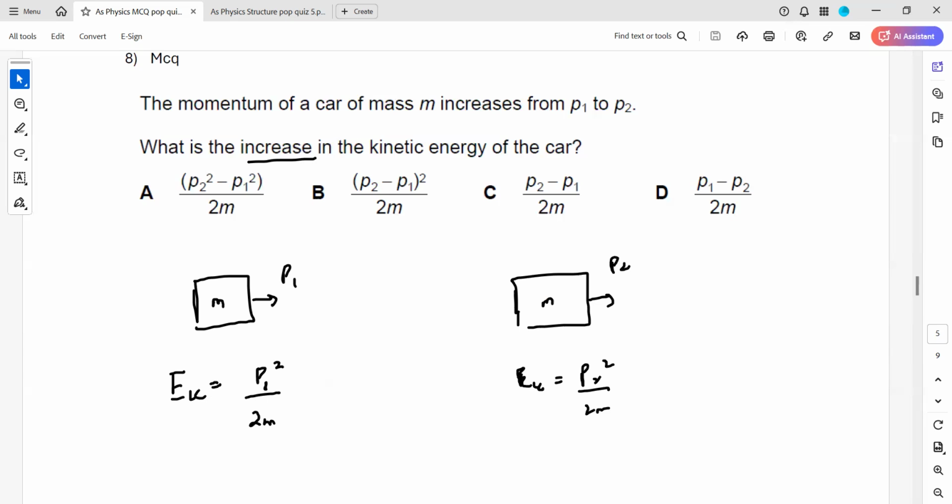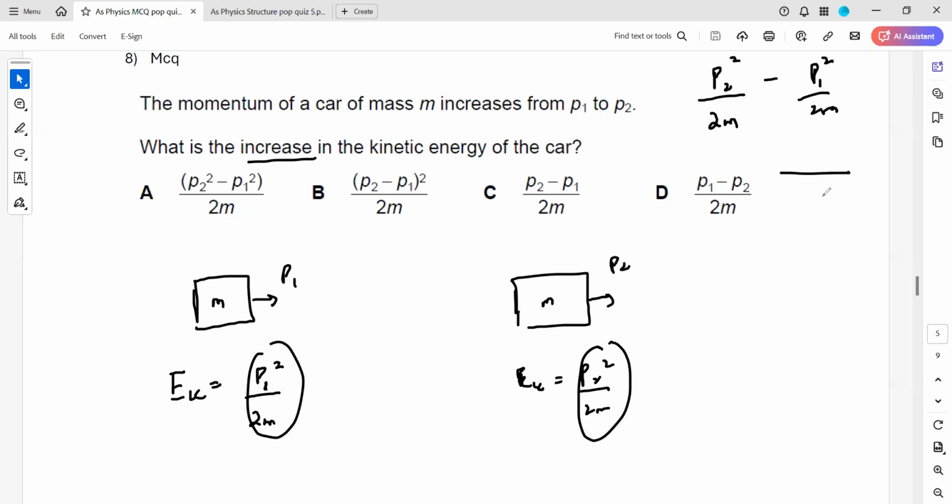If I want to work out the increase in kinetic energy, I just have to take the difference of the two values, the kinetic energy before and the kinetic energy after. When I take the difference of the two values, I'll get the increase in the kinetic energy. So this was the kinetic energy after, and this is the kinetic energy initial. So I will take the difference of p2 square divided by 2m minus p1 square divided by 2m. The 2m will be the LCM, so it will be p2 square minus p1 square. So it matches with option A. Is it clear, this one?